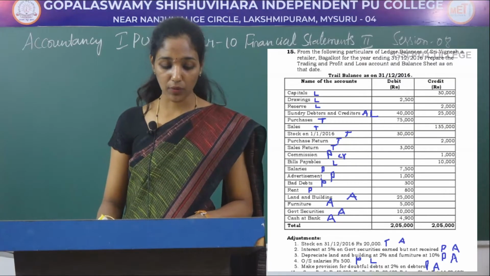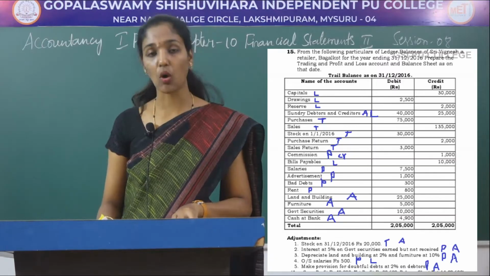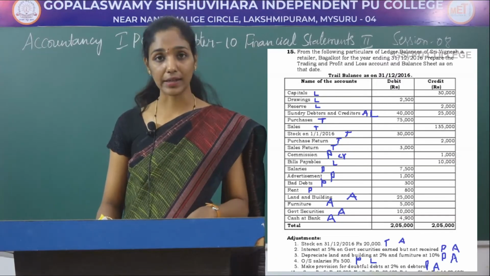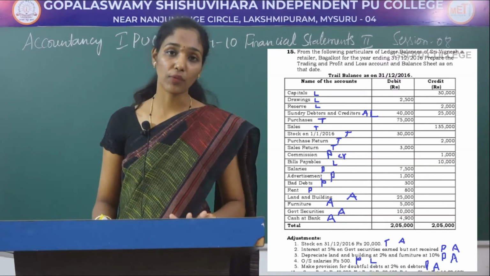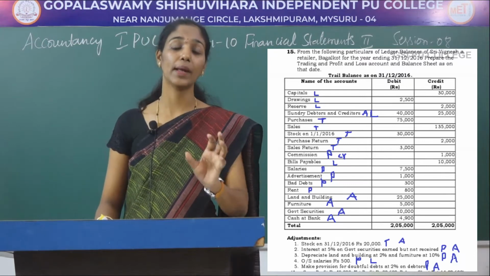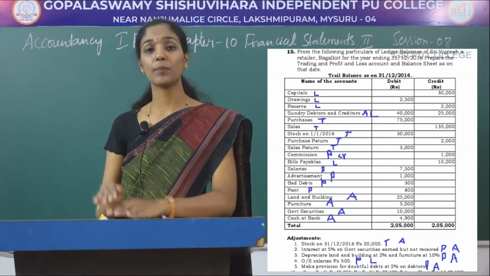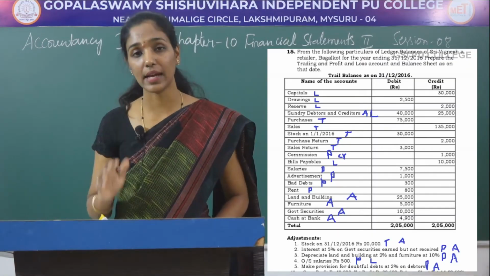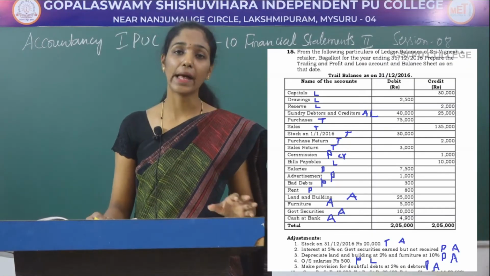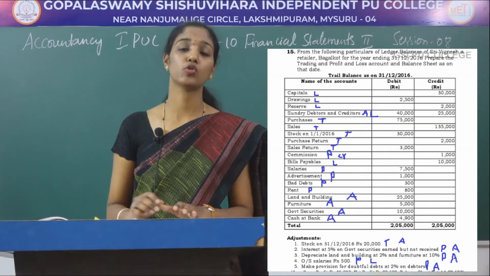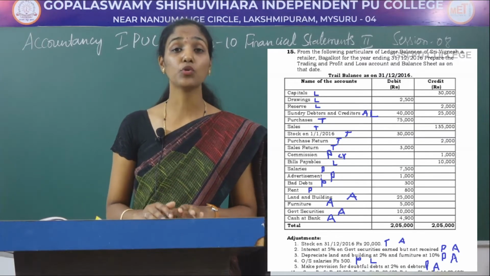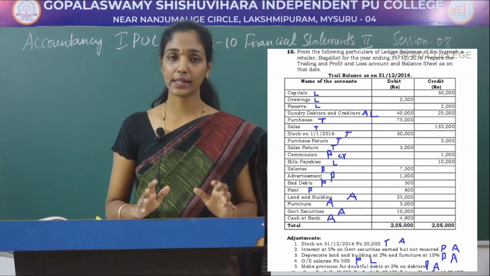The next, make provision for doubtful debt at 2% on debtors. So here you have to calculate 2% provision on debtors on the debit side of the profit and loss account, and deduct it from the actual debtors on the asset side of the balance sheet. So now the analysis of the problem is over. Now it's the time to solve the problem. So now let's get started.